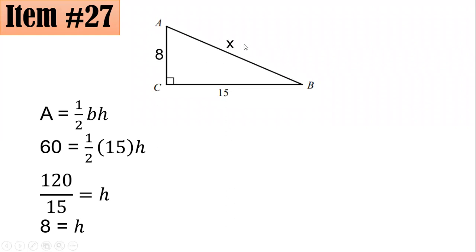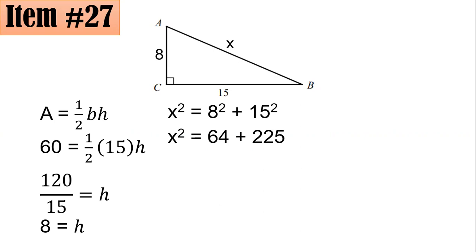Let's call the length of AB as x. By the Pythagorean Theorem, the square of the hypotenuse is equal to the sum of the squares of the two legs. So x squared equals 8 squared plus 15 squared. 8 squared is 64. 15 squared is 225. And they have a sum of 289. So x squared is 289.